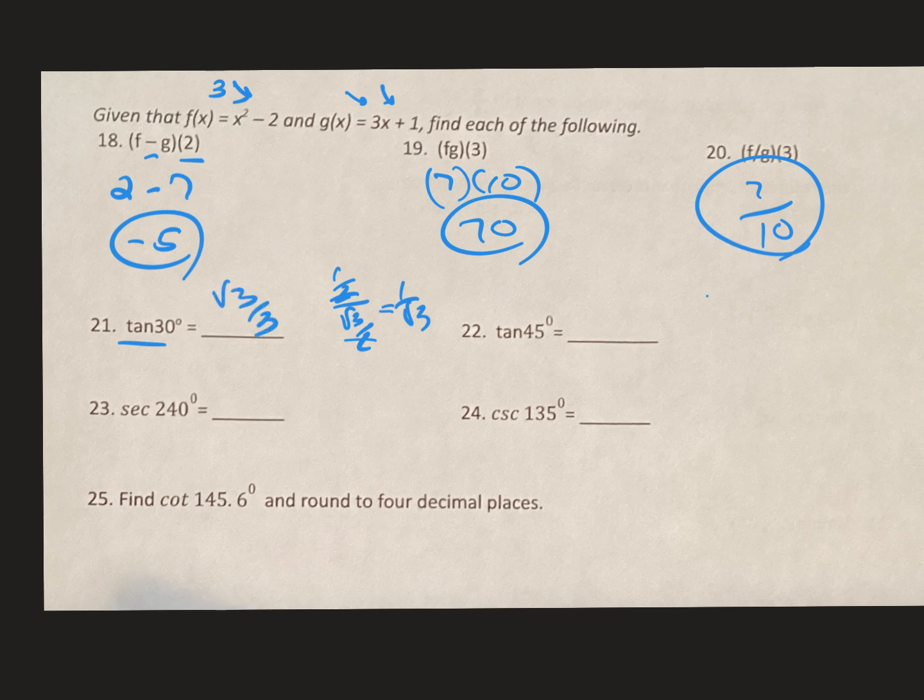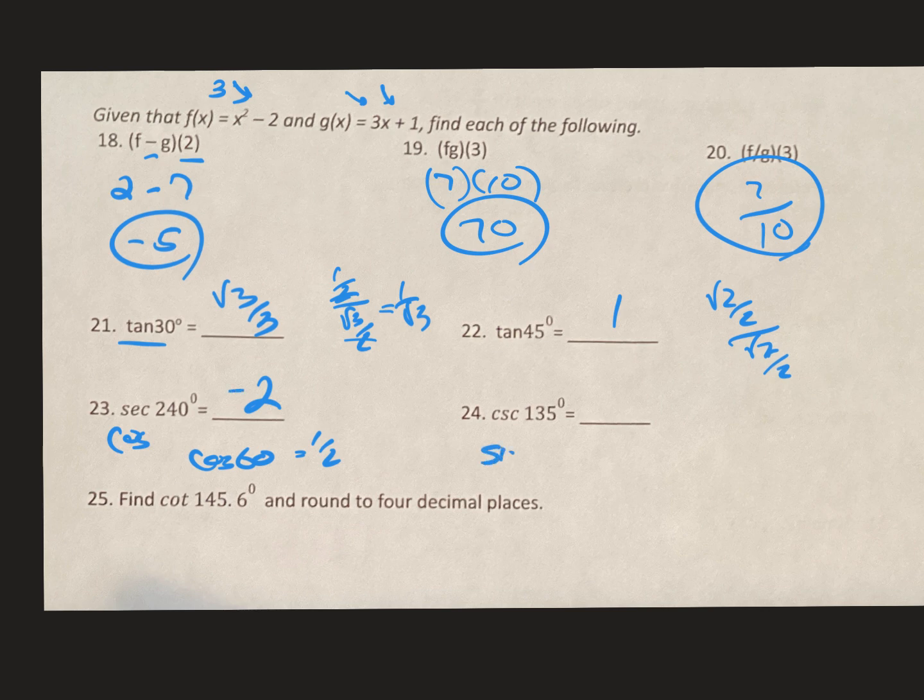22, tangent 45. Again, sine over cosine. You get the exact same thing over the exact same thing. That's 1. Secant 240. Don't do that. I'm going to do cosine 240. So I'm finding the reference angle. The reference angle is 60. So I'm trying to think, what is cosine 60? It's 1/2. But I'm looking for secant, so I'm going to flip it. But also think about what quadrant we were in. We're in quadrant 3. Cosine is negative in quadrant 3, so is secant.